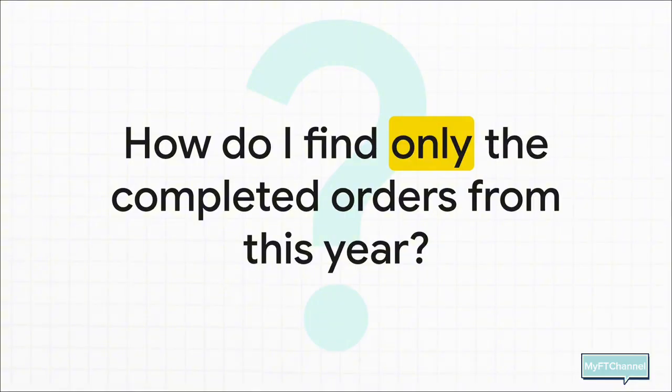Okay, peeking is done. Now for a real-world business question. We don't want all the orders, right? We want a very specific slice. Only the ones that are completed and only the ones that happen this year. So how do we filter all that noise out?